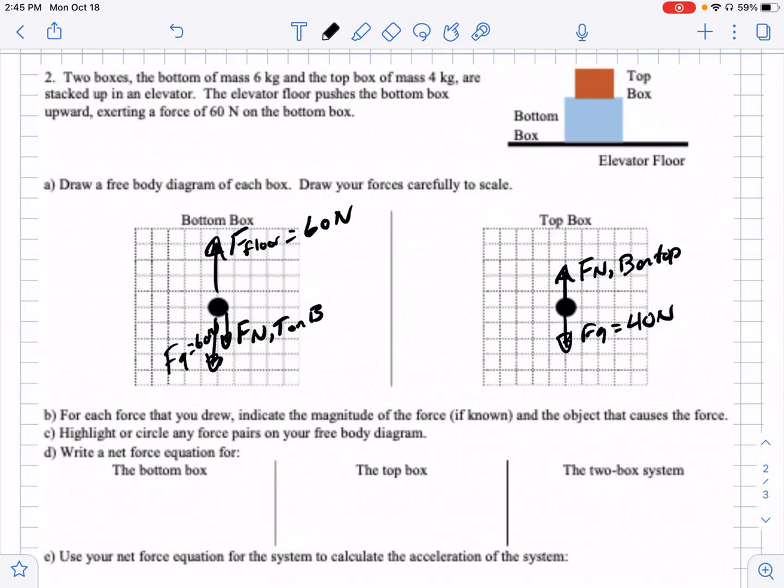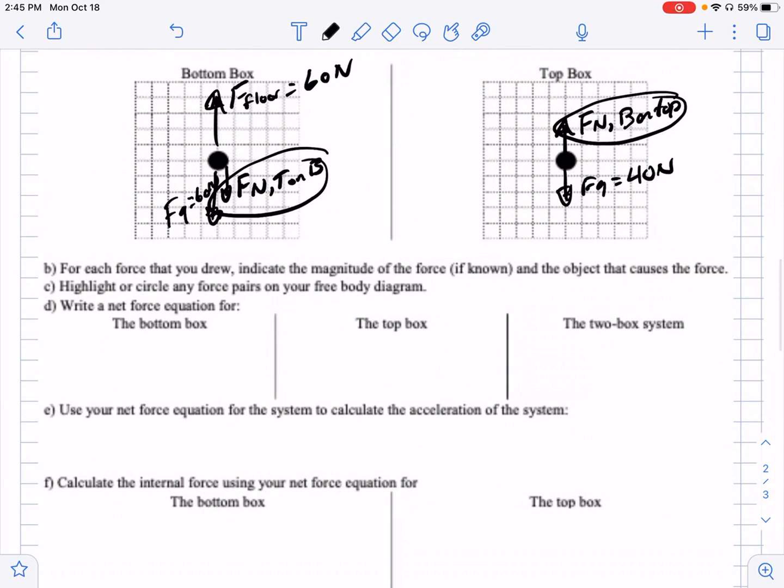Okay, we have those drawn. Now we're going to circle that force pair. And then that internal force, that force pair here, it's that contact force between those two. Now let's make our net force equations for both the top and bottom box, and then for our system.